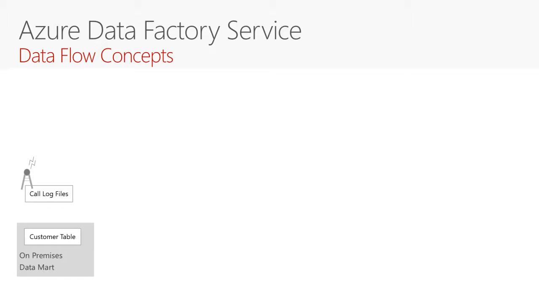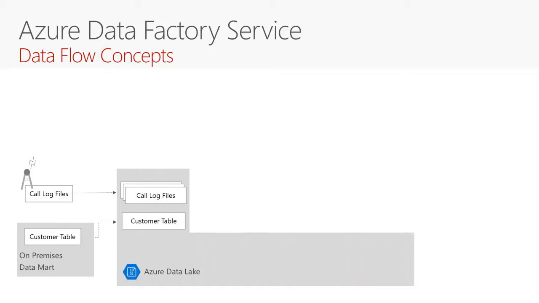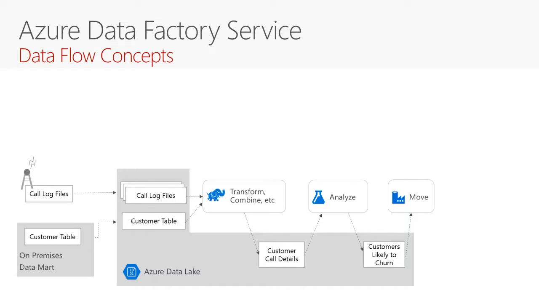Consider a business scenario which accumulates core log files and also stores customer data in an on-premises data mart. These two sources are stored in Azure Data Lake. Azure HD Insight uses Pig to cleanse, transform, and combine the data and then output customer call details to the data lake. Azure Machine Learning is used to predict customer churn and then output the results to the data lake, whereupon Azure Data Factory is engaged to load the results into Azure SQL Data Warehouse. Power BI is then used to visualize and analyze the customer churn data in a dashboard.